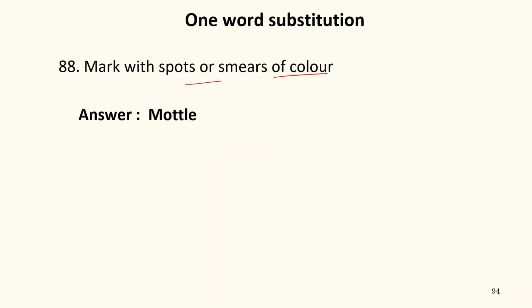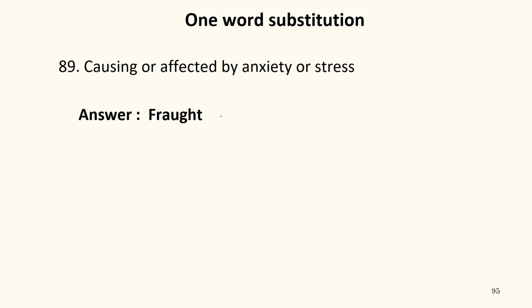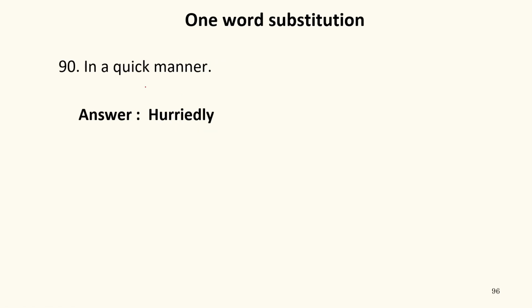Marked with spots or smears of color is called mottle. Causing or affected by anxiety or stress: if one faces anxiety or stress, he gets affected, and that cause is known as fraught. In a quick manner: we know well that for quick we use the word hurry, and in a quick manner, it will be hurriedly.